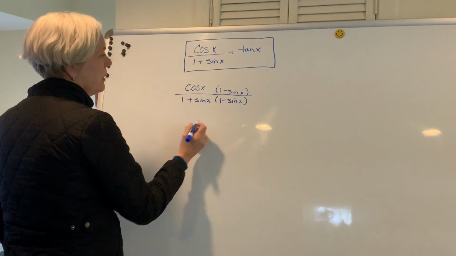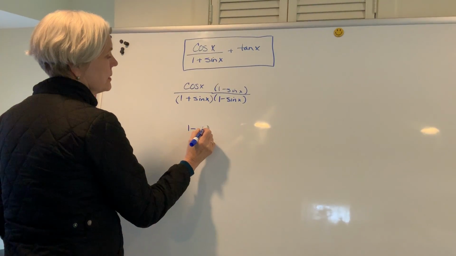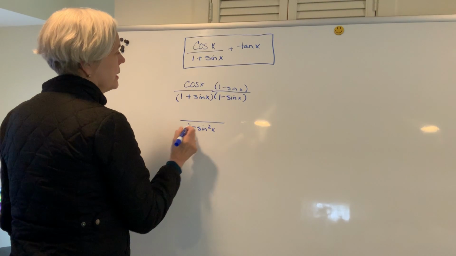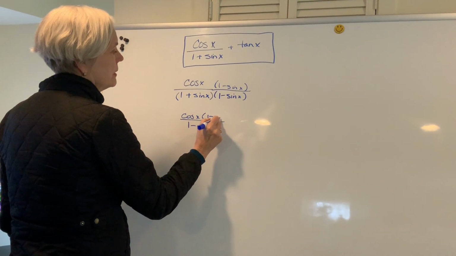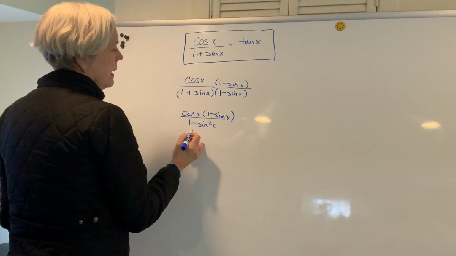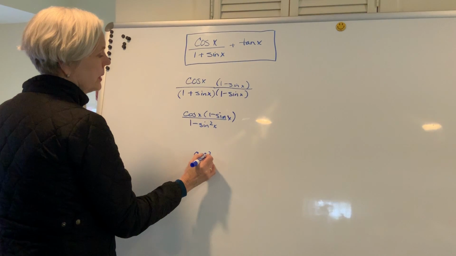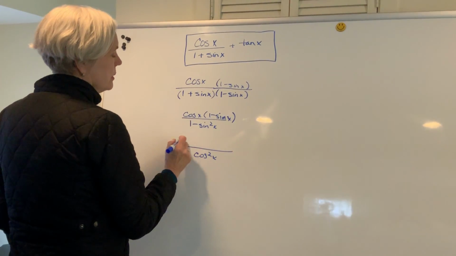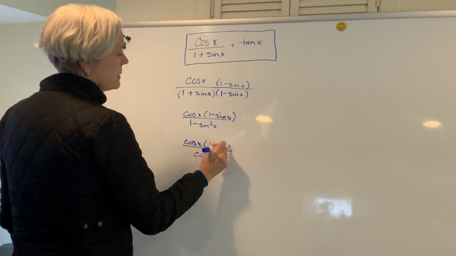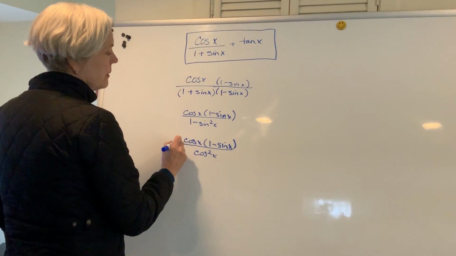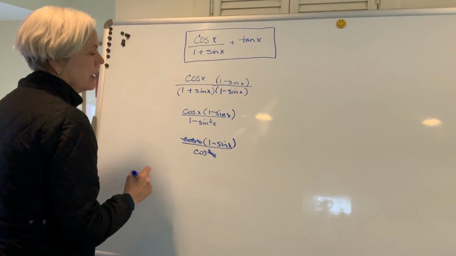So if we multiply out the denominator, this becomes 1 minus the sine squared of x. And we're going to leave the numerator alone right now as the cosine of x times 1 minus the sine of x. Now we know that 1 minus the sine squared of x is equal to the cosine squared of x. And in the numerator we still have the cosine of x times 1 minus the sine of x. And we can take out the cosine and just leave 1 cosine in the denominator.